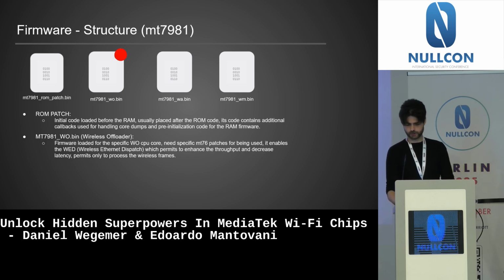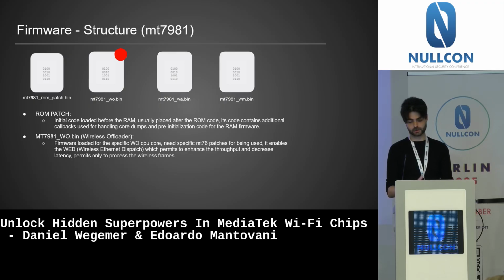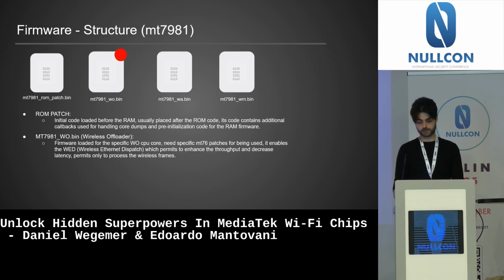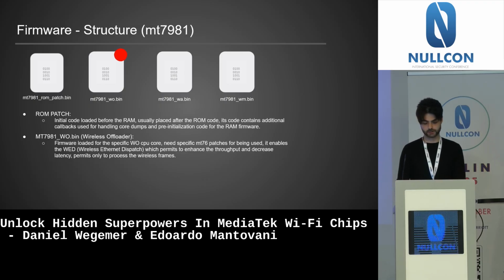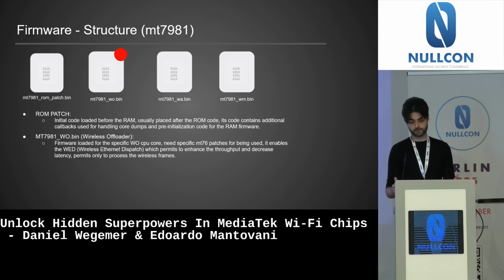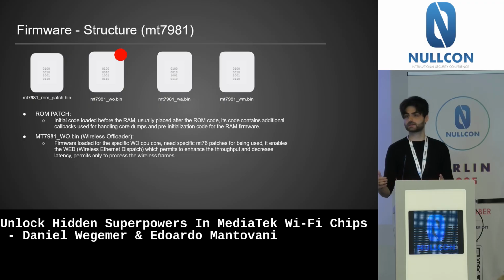Then we have two firmwares which aren't commonly used, and those are the wireless offloader and the wireless accelerator. Essentially they are on their own CPU core, and for using them you need to enable some specific MT76 patches, otherwise those firmwares won't be loaded normally. Their main purpose is to enable the WED, which stands for Wireless Ethernet Dispatch, and it permits enhancing the throughput and decreasing the latency.